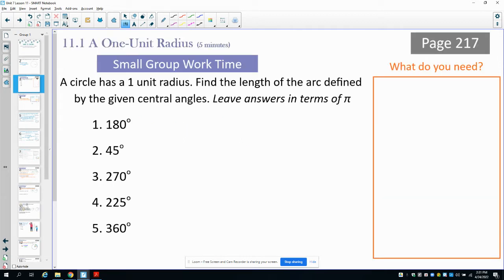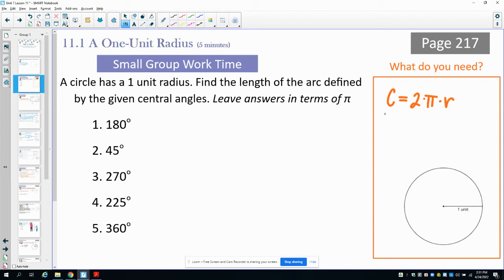So we're going to start off by looking at page 217, and we are going to be given a circle with a 1 unit radius. So if you'd like a picture to help you, there's a picture of a circle with a 1 unit radius. We're going to want to find the arc length defined by these given central angles. So you've got 5 different central angles there. I'd like you to calculate the arc length. You might want the circumference formula, so I'm going to write that here for you if you've forgotten. So go ahead, calculate the arc length for each of those, then come back to the video.